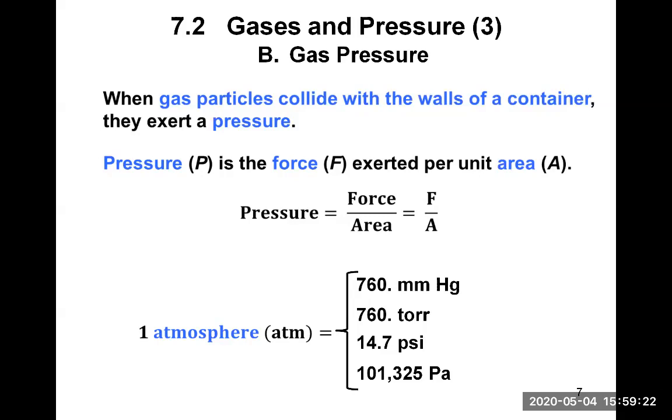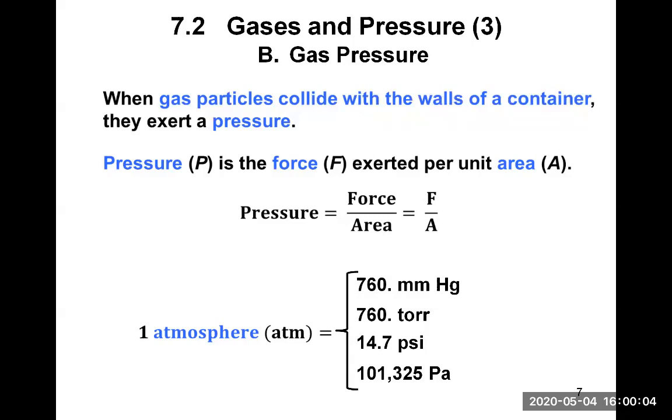The main one is the atmosphere. Atmosphere is a unit of pressure. At sea level, typically, the atmosphere, the layer of gas that surrounds the planet Earth, exerts a pressure of 1 atmosphere, and the symbol is atm. 1 atmosphere is equal to 760 millimeters of mercury. Remember how Hg is the symbol for mercury. That's also equal to 760 torr.